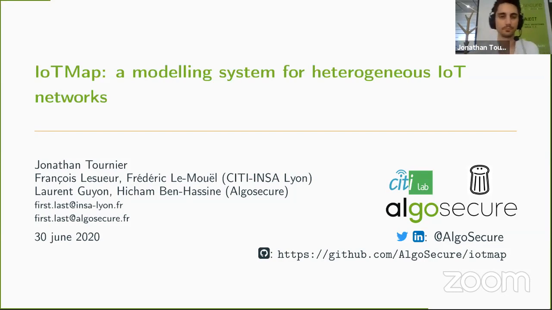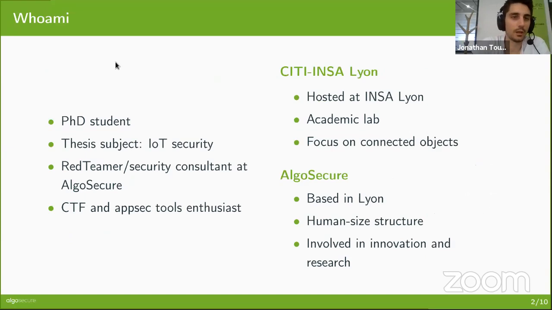It's okay. So today I'm going to talk about IoT Map, a system capable of modeling heterogeneous IoT networks. Before that, I will present myself. I'm Jonathan Tournier. I'm a PhD student in a CIFRE agreement with INSA Lyon and AlgoSecure. I'm also a red teamer, pen tester, and security consultant at AlgoSecure.